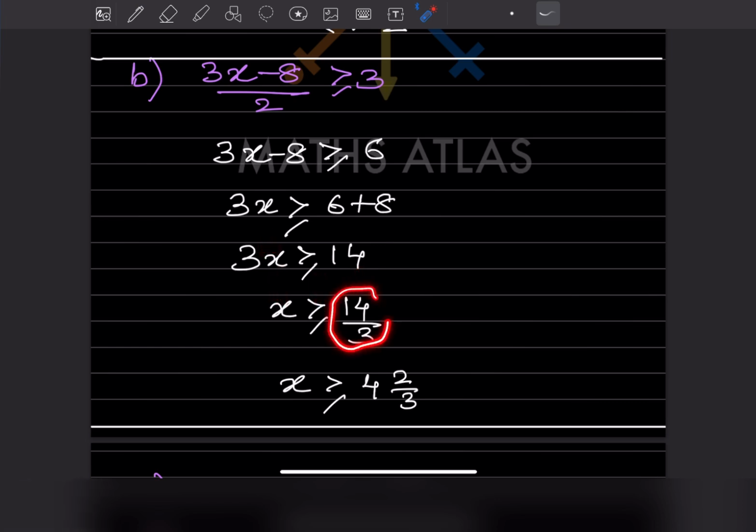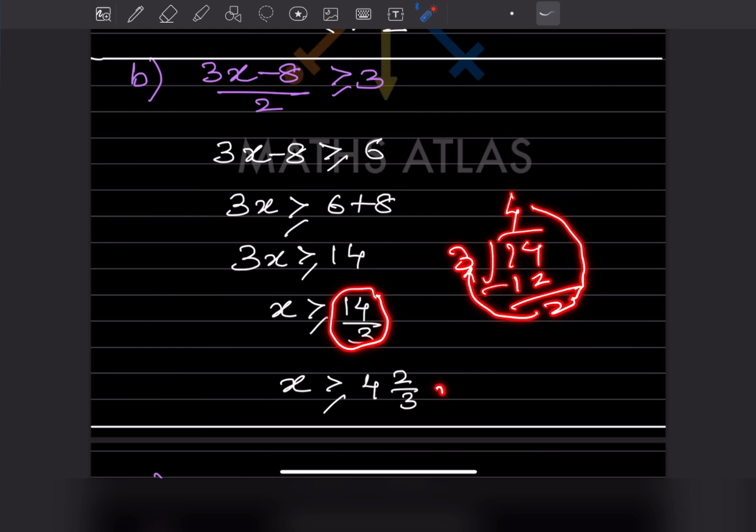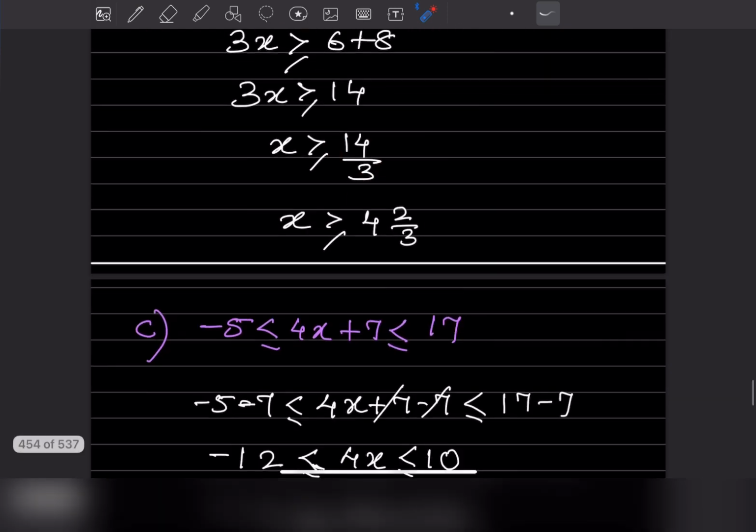So now again this is the improper one. So 14 divided by 3. So 3 4s are 12, 2. So it is going to be 4 integers 2 by 3. So this is 4 integers 2 by 3.